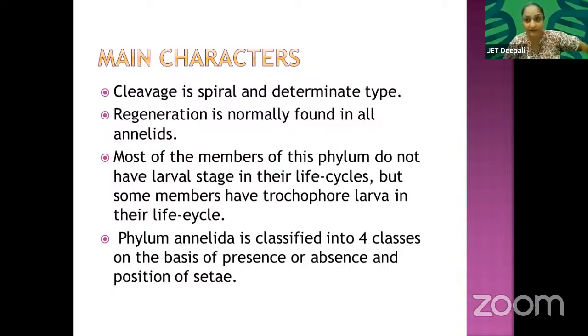Cleavage is spiral and determinate. They do not have holoblastic cleavage like nematodes. Regeneration is normally found in all annelids. Basically, all the non-chordates have the power of regeneration. Most members of this phylum do not have a larval stage, meaning direct development, but some have a trochophore larva in their life cycle. Larval stage and then adult stage is called indirect development.